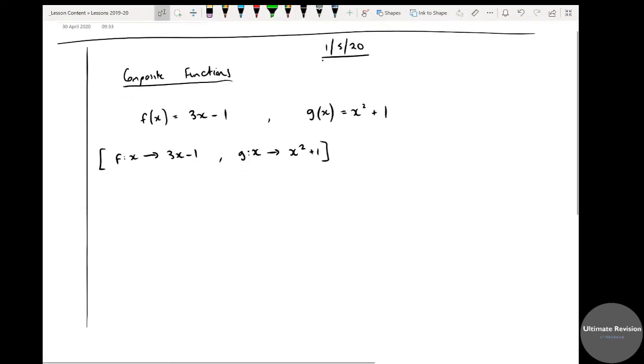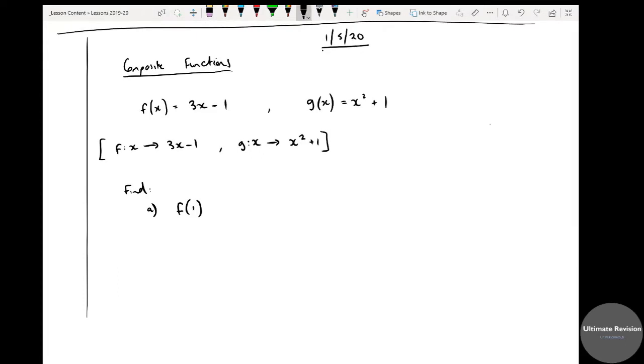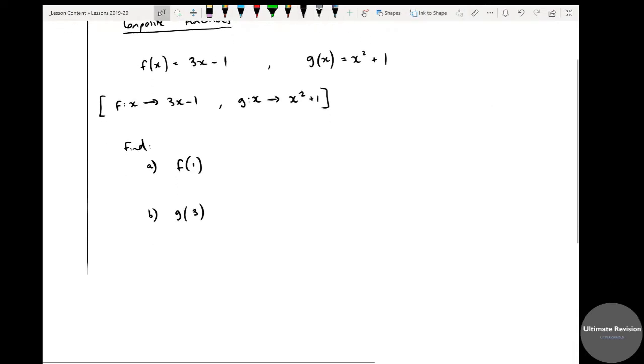Okay, so let's go straight in. Bit of a recap. Question 1. Find the following: f of 1, and then g of 3. Let's then go on to composite, which is double. Let's go ff1, fg2. Right, let's do those four.